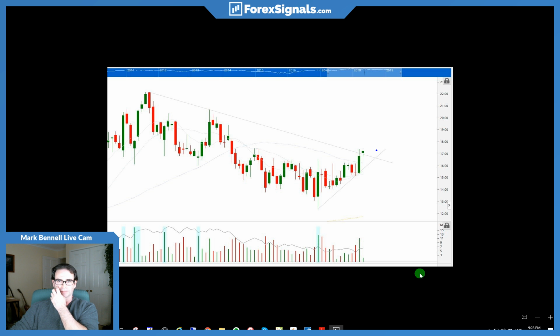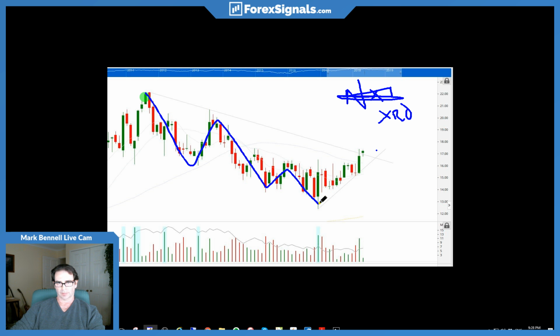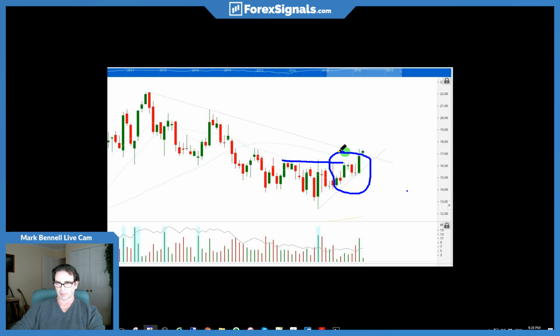All right, what about this one? So you want to know this? It's NXT. No. 0. Pullback. Push. Base. Downtrend line. High of the structure. Here's our setup in here. Right at the trend line.